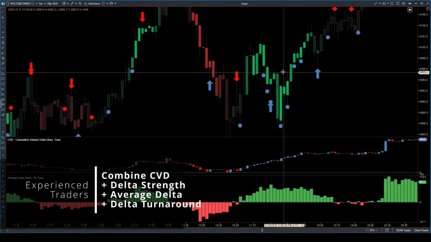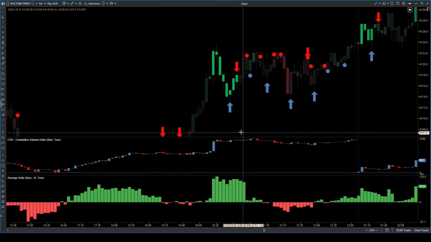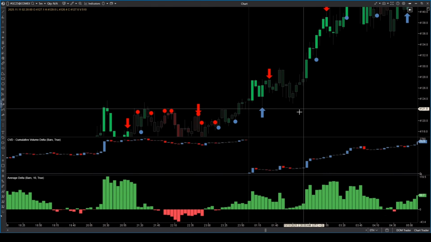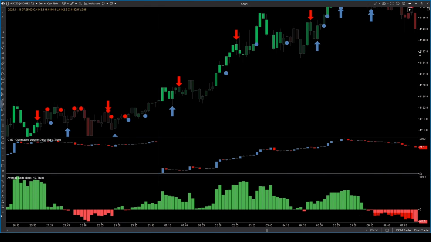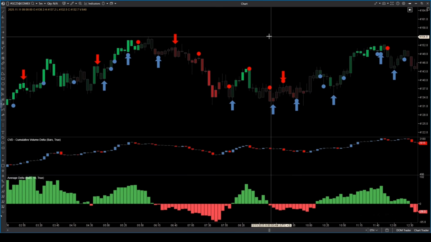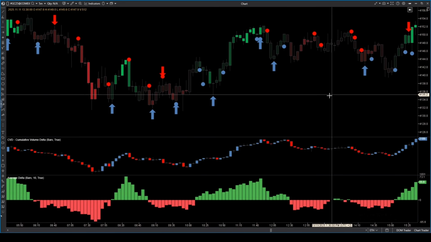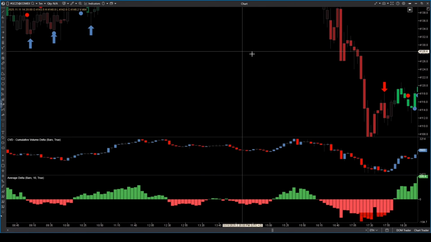For experienced traders, combine these important indicators. Use the Cumulative Volume Delta, CVD, to gain a clearer understanding of the overall global trend, delta strength to confirm and validate the strength of the current impulse, average delta to thoroughly assess the trend's ongoing stability, and delta turnaround to help identify potential reversal points.